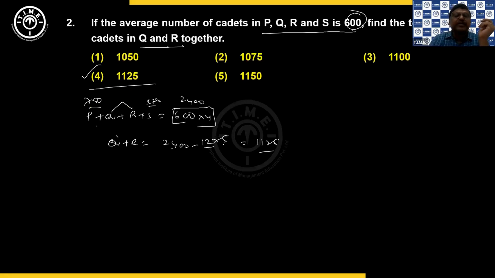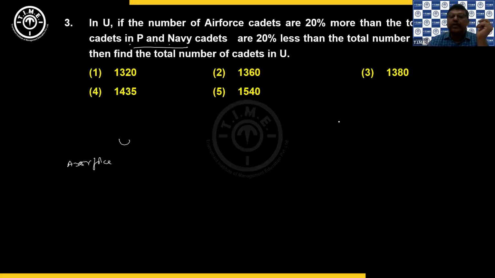Just now you told me in the previous question, what is the total cadets in P? 750. If total cadets in P is 750, students, what is 20%? I'm sure you can say 10% is 75. So 20% will be 150. 750 plus 150, 900. This is Air Force.